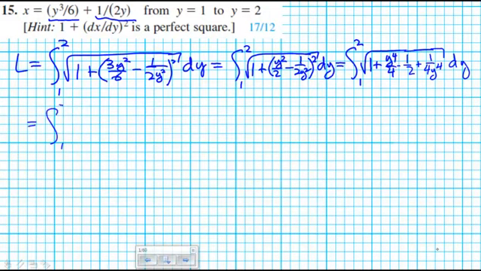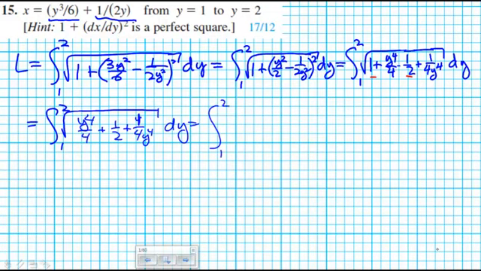Cleaning that up, the only like terms that I have are this 1 and this negative 1/2. So I end up getting the square root of 1 minus 1/2, that is 1/2, plus y to the 4th over 4 plus 1 over 4y to the 4th dy.